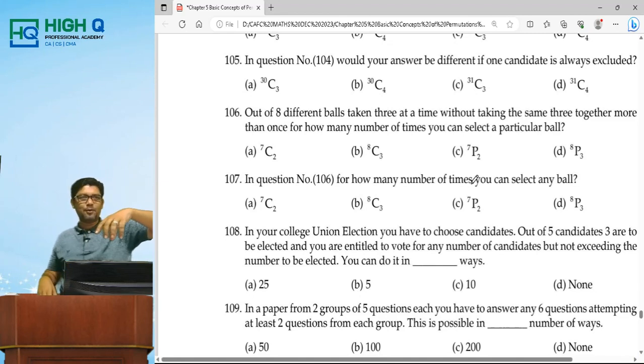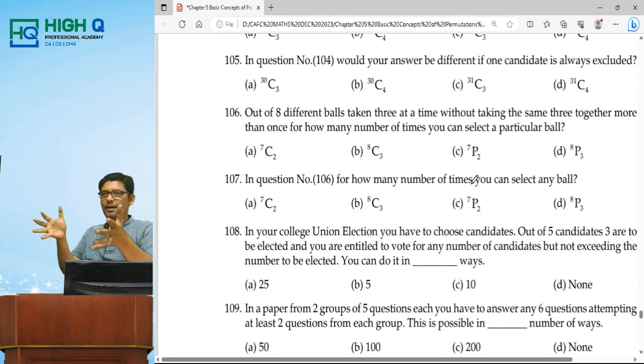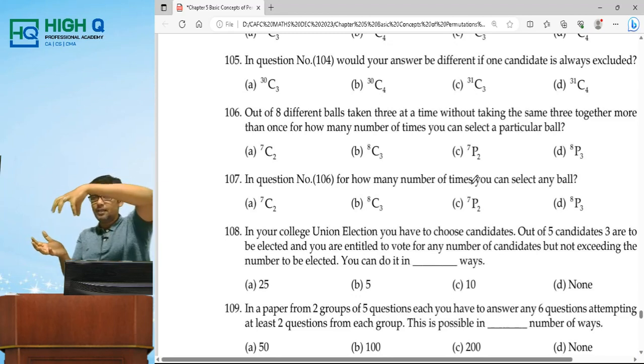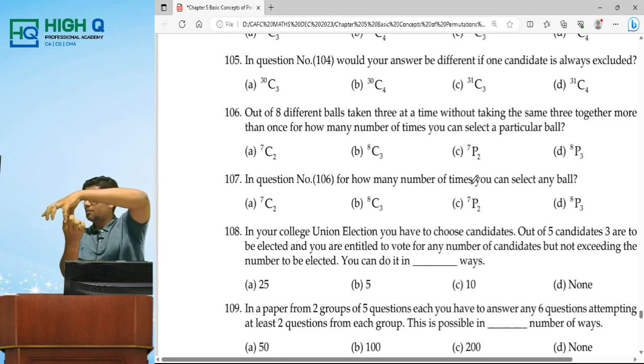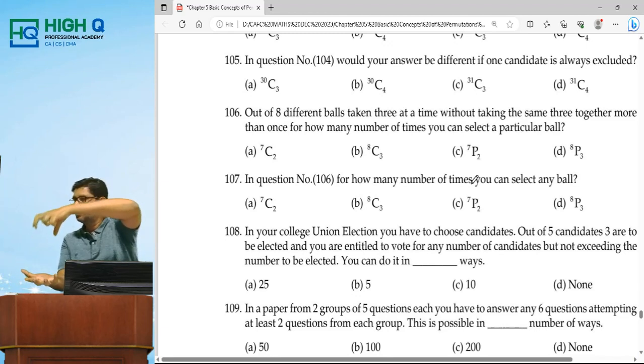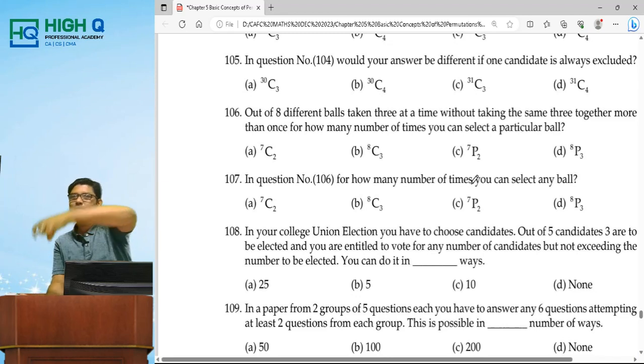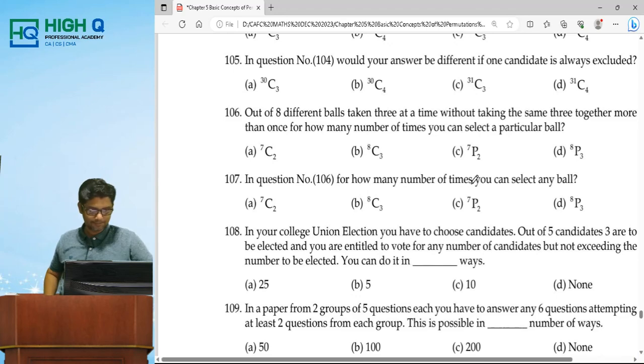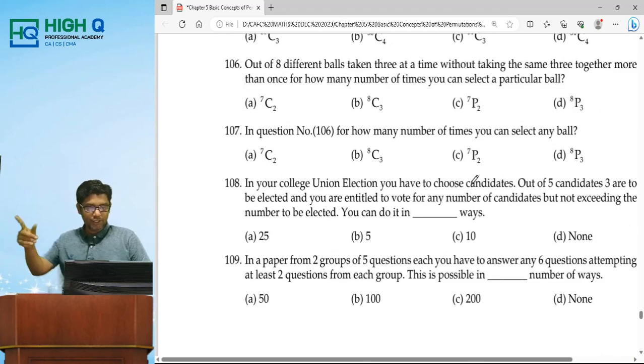2. And what I'll do, in the bag, 8 balls are there in the bag. One ball, particular ball, I'll always select. I'll keep it here. So now in that bag, how many balls are there? How many to be selected now? 2. So what is my answer? 7C2. That's it.